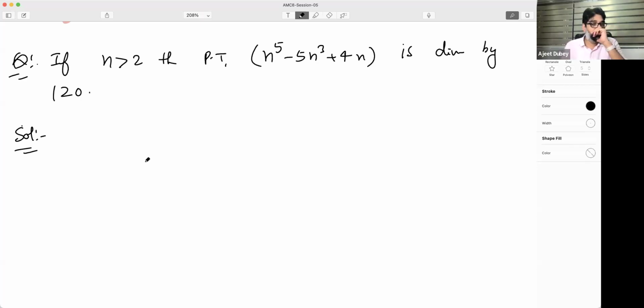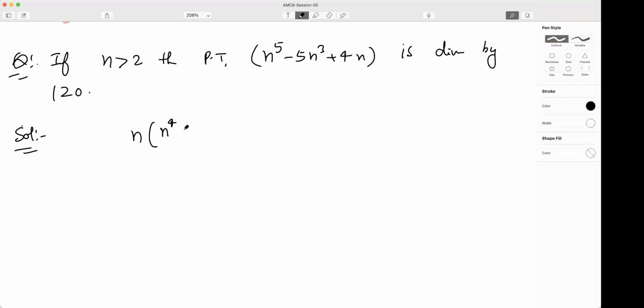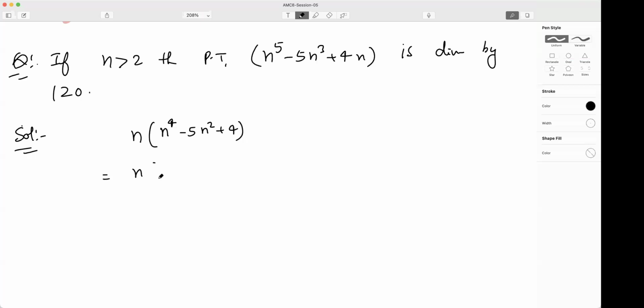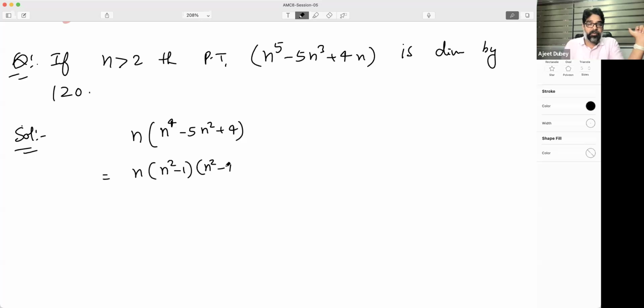Check this. n is bigger than 2. First thing we'll try to factorize so that we can get some consecutive integers so that we can apply Euclid's division lemma. So if I take n common, I'll get n power 4 minus 5n square plus 4. I think this can be factorized. Yes, sir. It is n square minus 1 into n square minus 4.